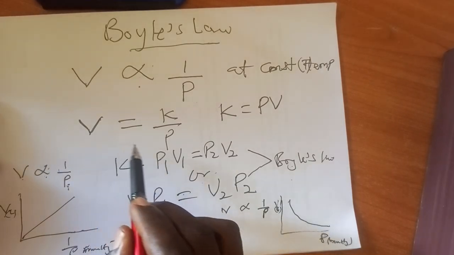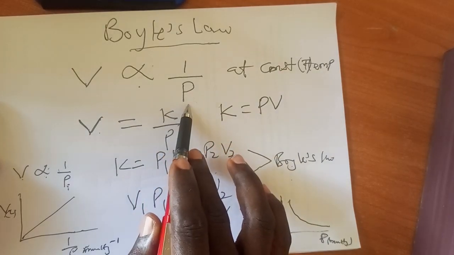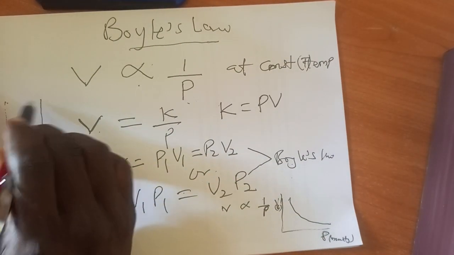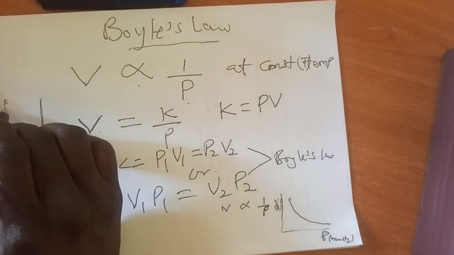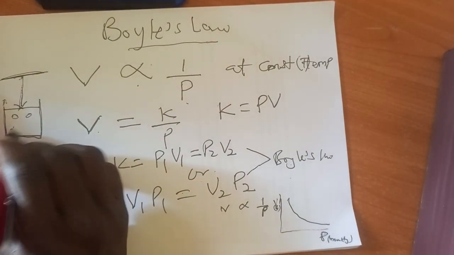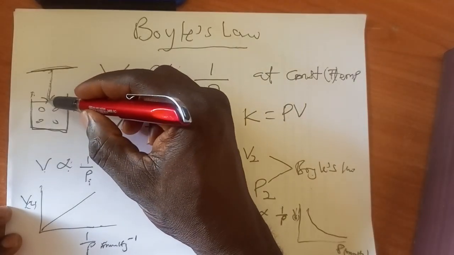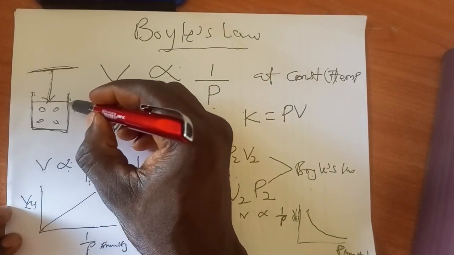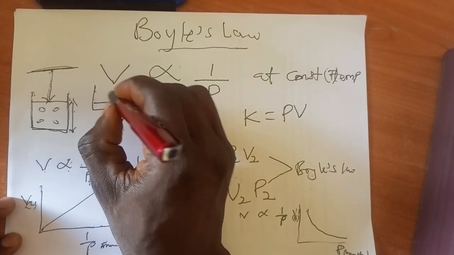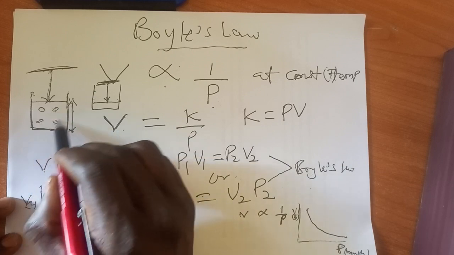They say the volume is directly proportional to 1 over P, or inversely proportional to the pressure upon it. Okay, if you have a container with a movable piston and there are gas molecules here, if you increase the volume of the container, look at what you have here. Let me use this to also explain. So look at this, the gas molecules are like this.